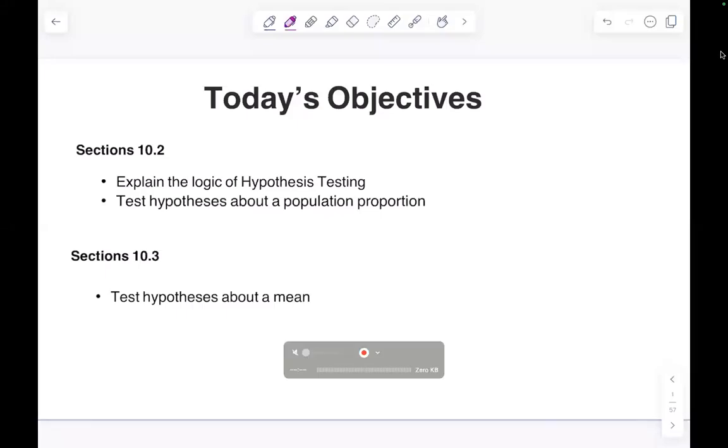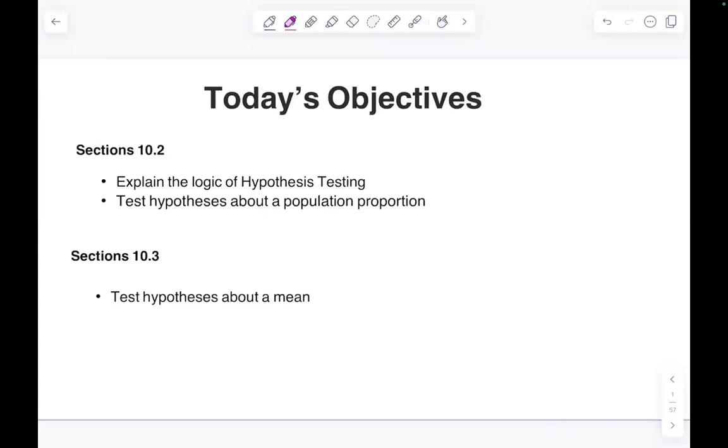All right, the last of the new material. I'm so excited. I love hypothesis testing. So we're going to talk about the logic of hypothesis testing. We kind of did that already with 10.2, so we're just going to touch on it.